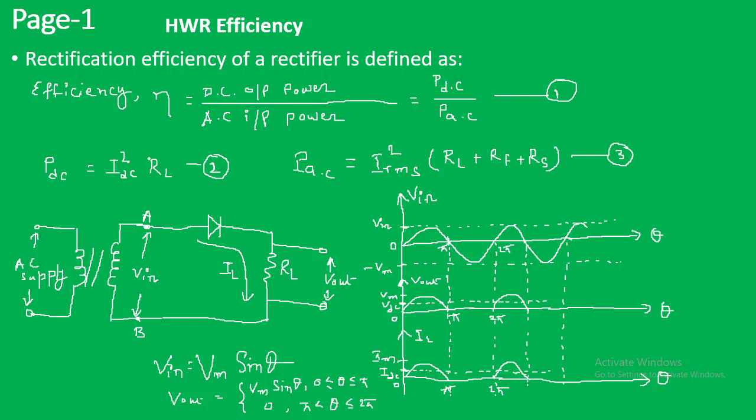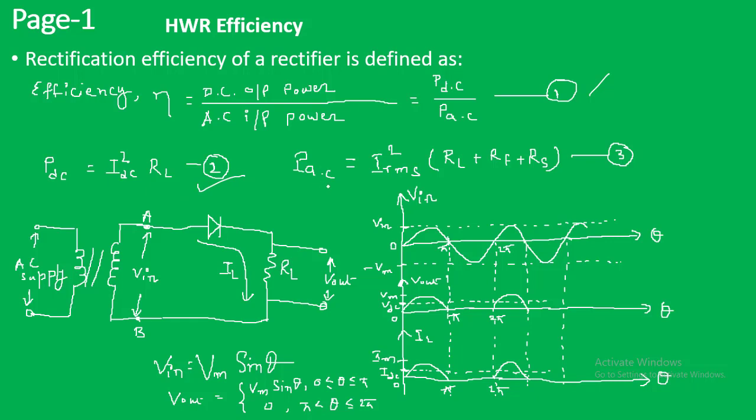Now here the output DC power is given by this equation, I squared DC into RL. So let us call it equation number 2. This is our master equation, equation number 1, and this is our equation number 2.